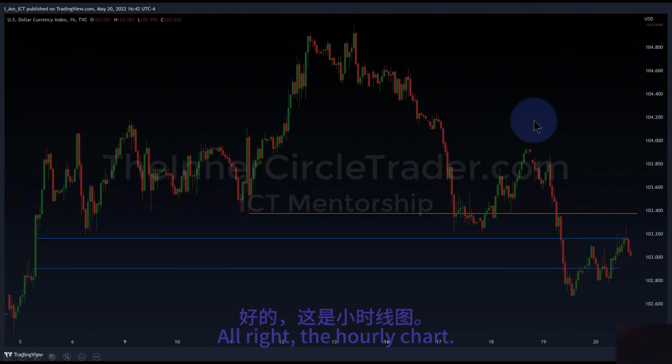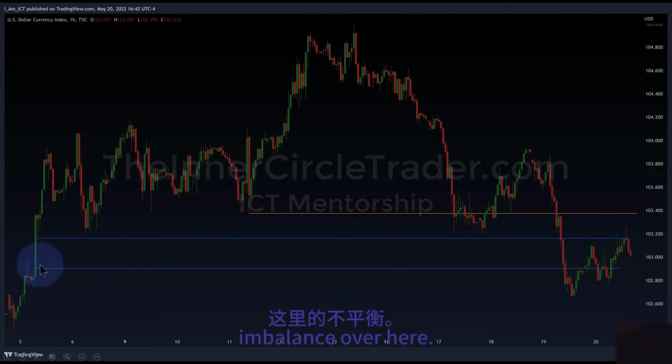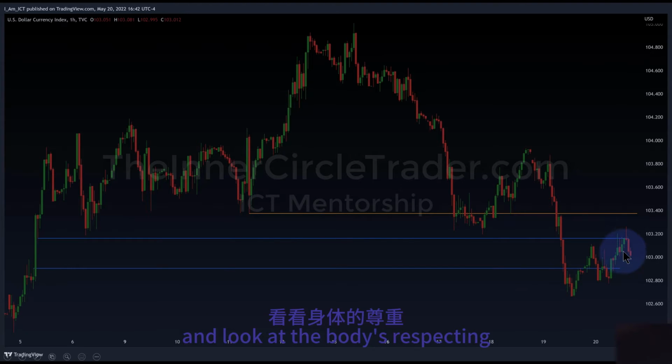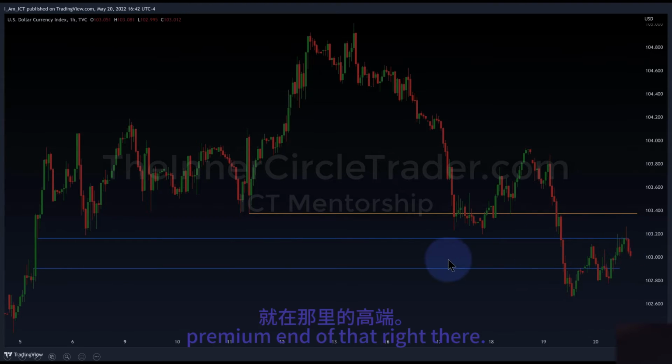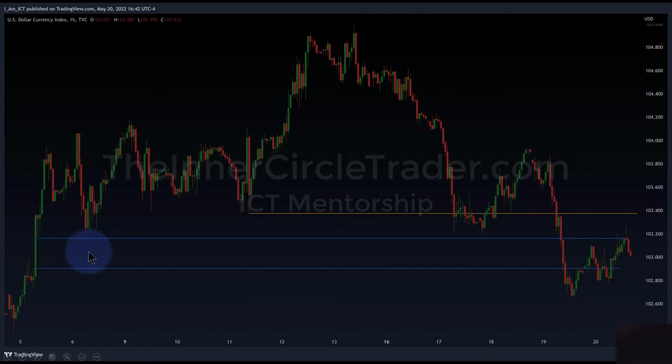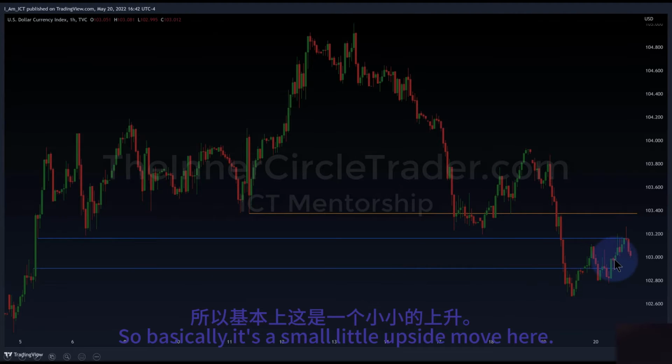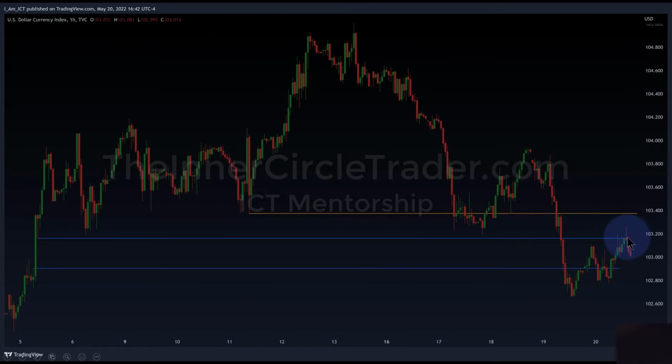All right, the hourly chart. I mentioned this imbalance over here. We overshot it. Then we spent some time inside of it and looked at the bodies respecting the premium end of that right there. So basically it's a small little upside move here. So it was risk off on a very small scale, but it was magnified in the index futures.